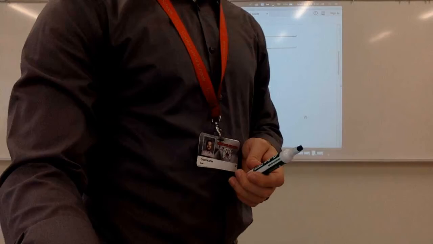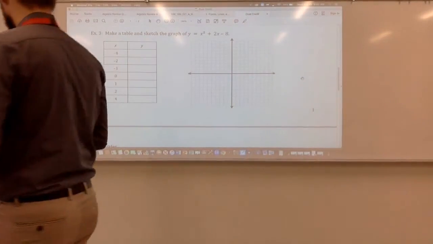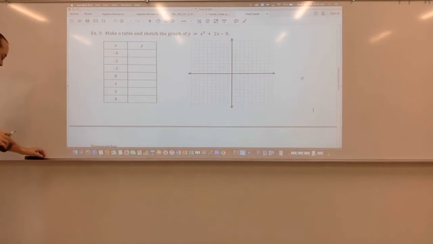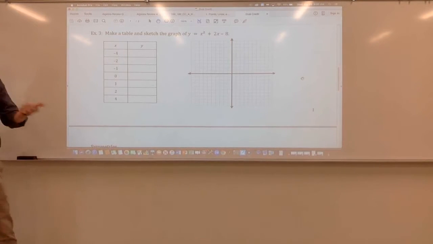Next is graphing. Maybe not the easiest way, but a foolproof way of graphing an equation is to make a table. That will always work. It might be a little tedious, and might take more time than if you understood what the graph looked like in the first place, but it would always work. So we're going to practice that.